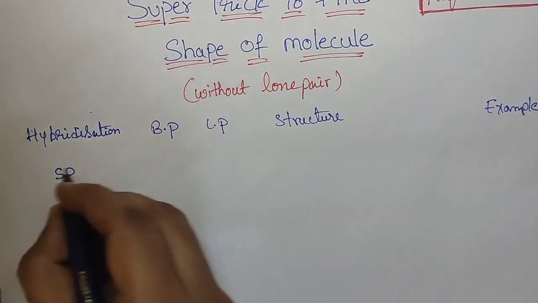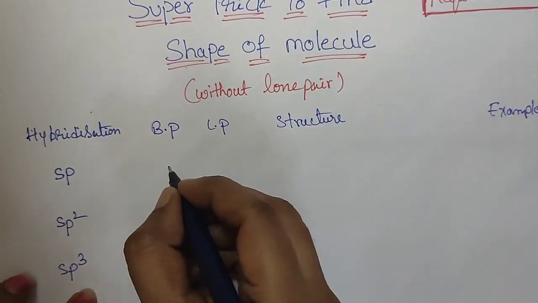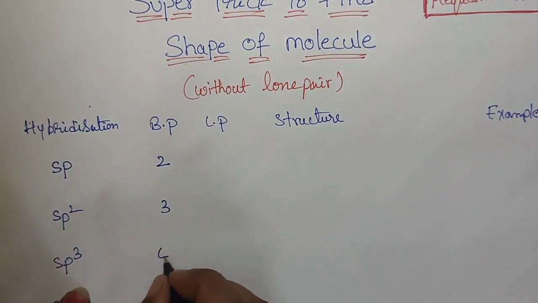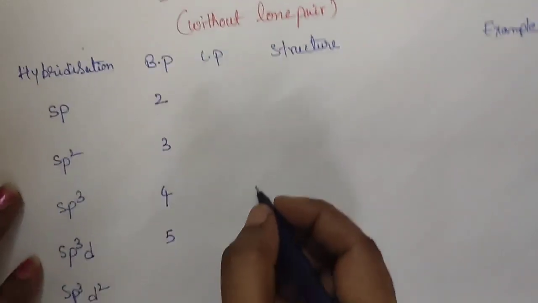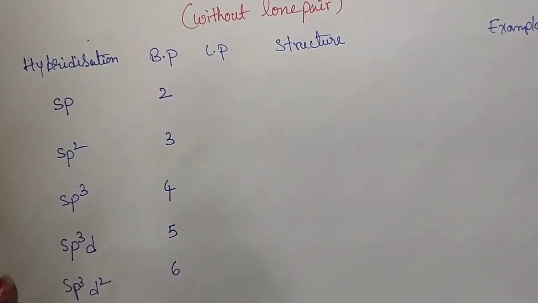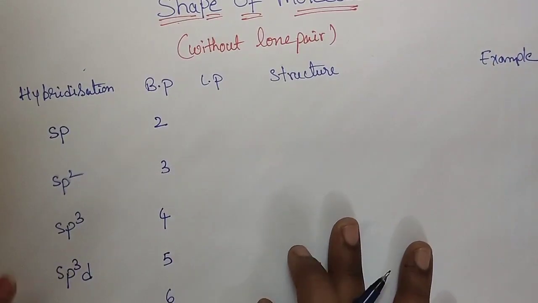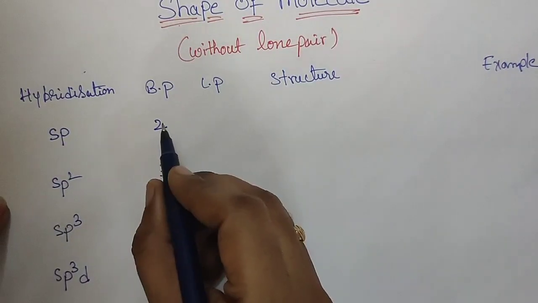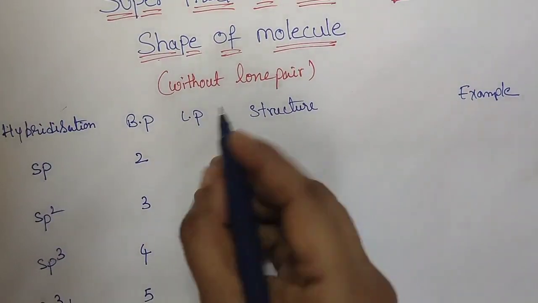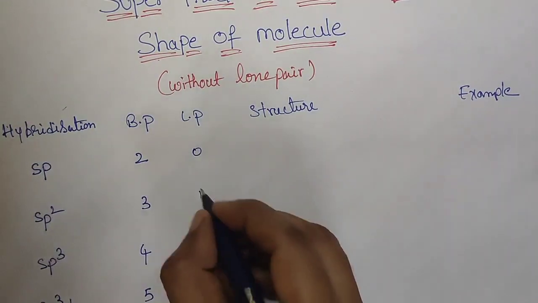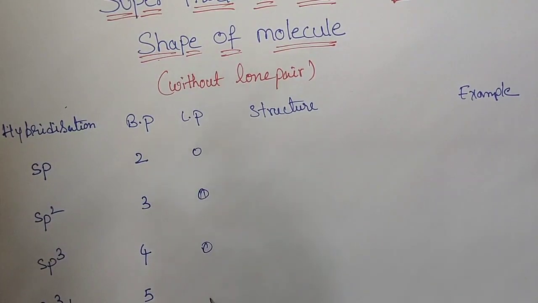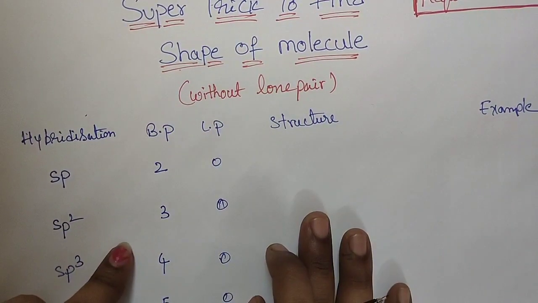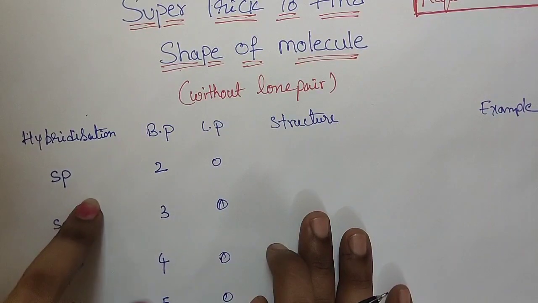You simply remember this. Don't write 1 here, leave 1, and start from 2, 3, 4, 5, 6, 7. First you write sp, sp2, sp3 hybridization, then the bond pairs start with 2. Then lone pair: I will keep 0 for all, otherwise you will get confused. Now structure.